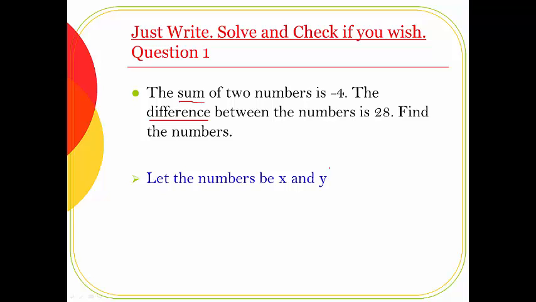We now say, let the numbers be x and y. The first sentence, sum of two numbers, which means x plus y, is equal to -4. This gives you your equation 1. Then the second one, the difference between the numbers is 28, which means x minus y is 28. This gives you your equation 2. So you have translated it. Question 1 is direct. It is not lengthy. It is straightforward.